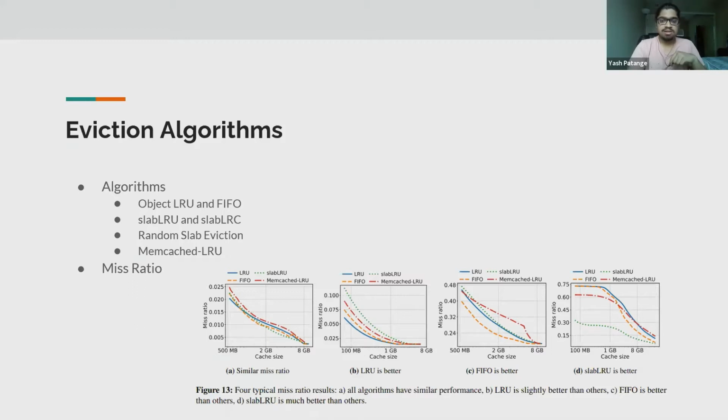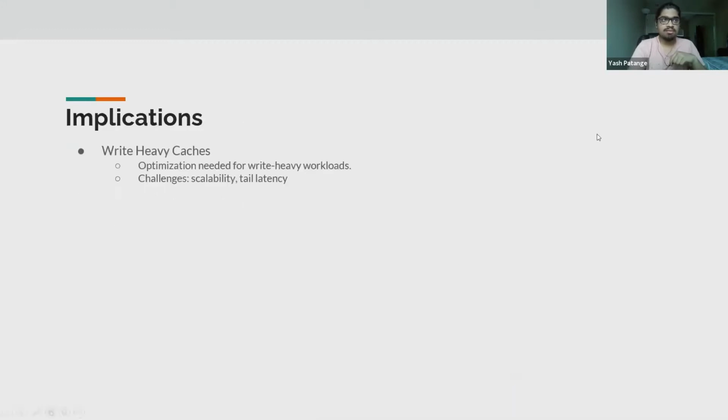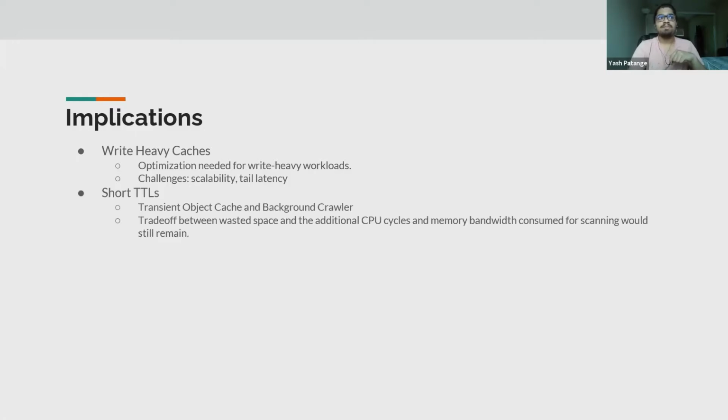So based on this analysis, they have provided some takeaways, some directions for future research. First is write-heavy caches. They say that optimization is needed for write-heavy workloads, because write-heavy workloads face challenges of scalability, and we all know write-heavy workloads have high tail latency.